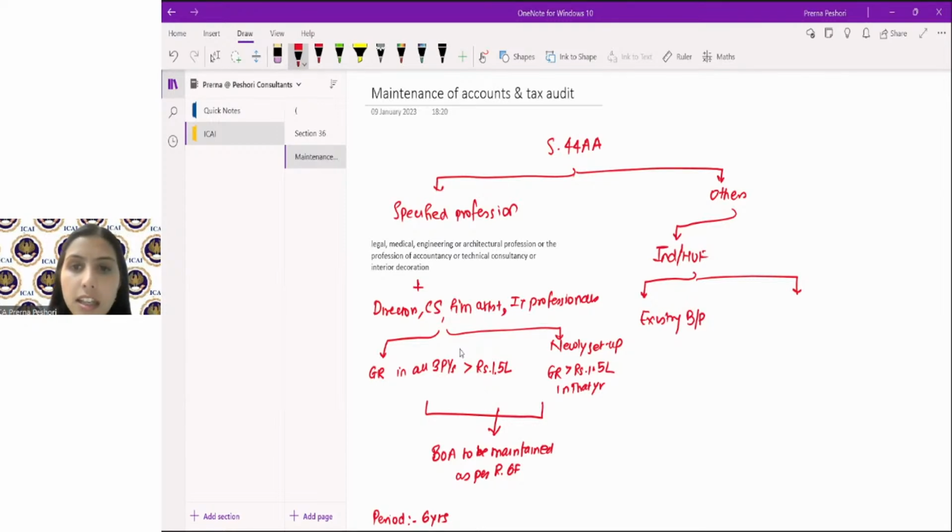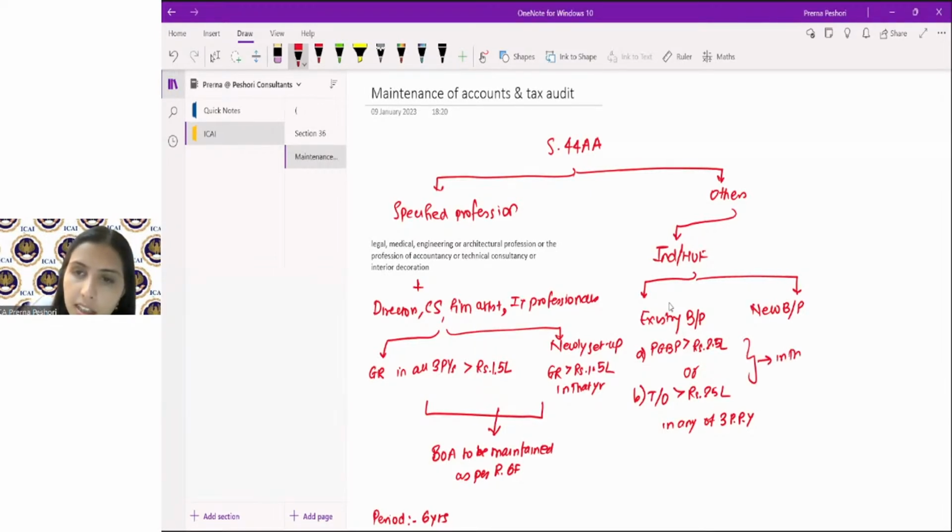then in that case, where the income from the existing business or profession, PGBP, exceeds rupees 2.5 lakh, or the turnover exceeds 25 lakh in any of the 3 years immediately preceding the accounting year. 3 preceding previous years. Clear? In case of the new business or profession, these conditions apply, but in that year. In that year. Are we clear?